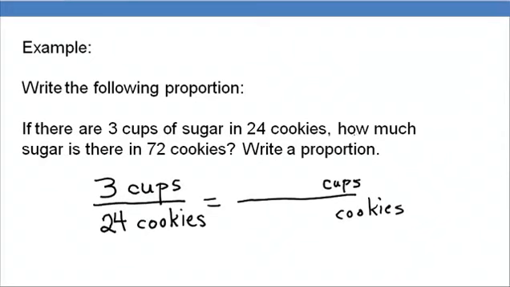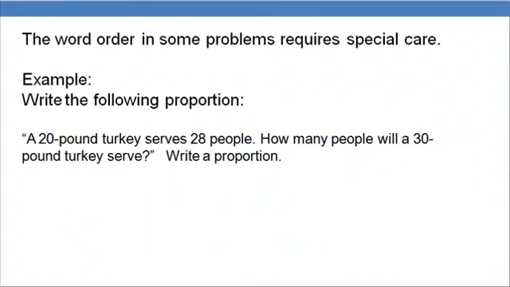Then we'll read the second sentence. How much sugar? So cups of sugar, we don't know that part, so we'll use a variable. Is there in 72 cookies? Now we have written a proportion. The word order in some problems requires special care. Let's look at this example.